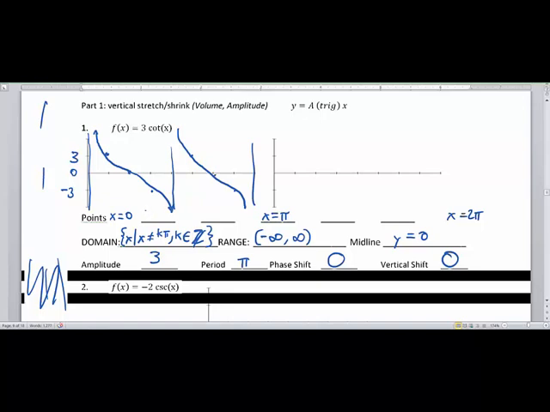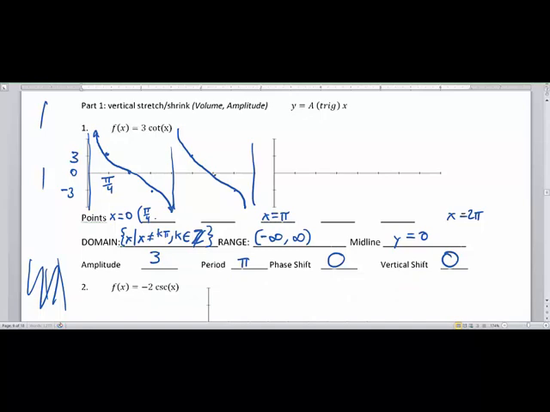So the first point is going to be at parentheses, pi over 4, which is our new gap, which is right here, pi over 4, comma 3. The next point is going to be at 2 pi over 4, which is pi over 2, comma 0. And the next one is going to be 3 pi over 4, comma negative 3. So 3 pi over 4, comma negative 3.